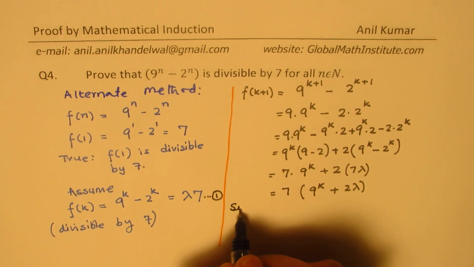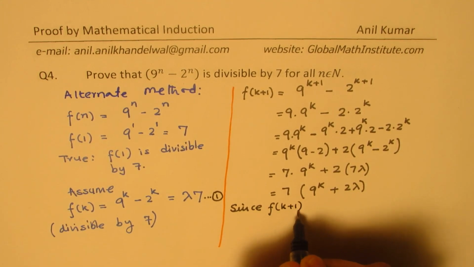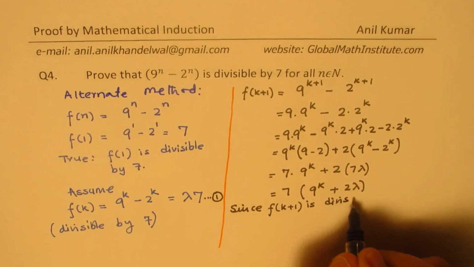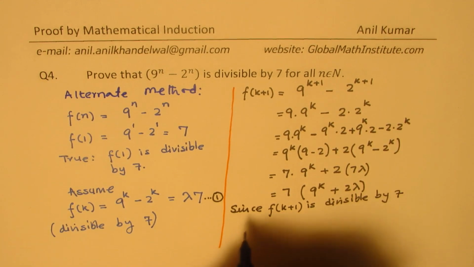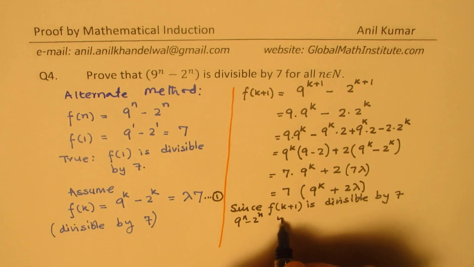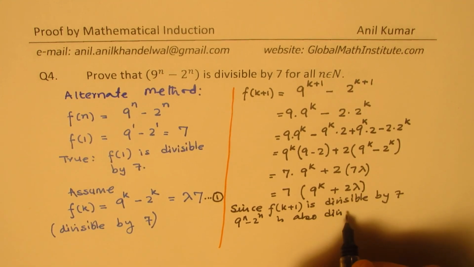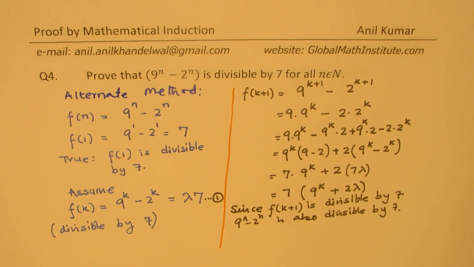So we can write, since f of k plus 1 is divisible by 7, 9 to the power of n minus 2 to the power of n is also divisible by 7. Is that clear? So that becomes the proof, correct?